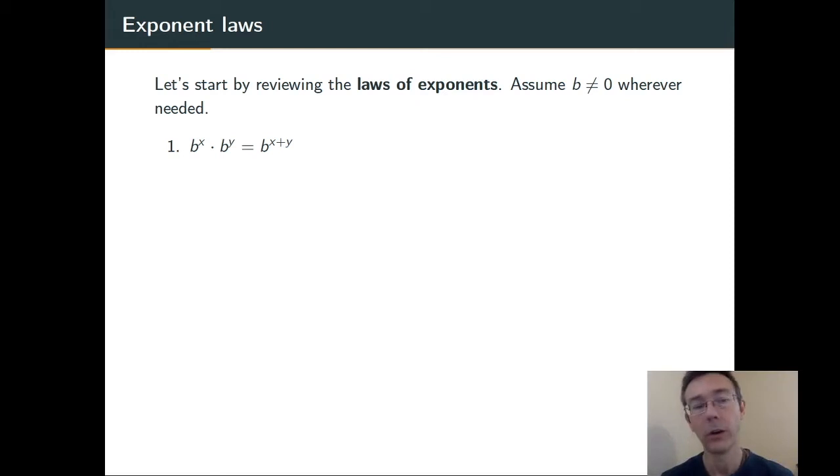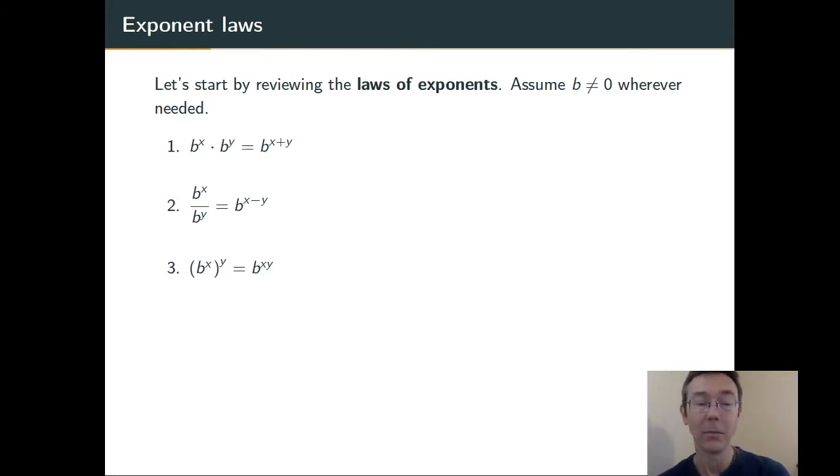So first of all, if you are multiplying two things that have the same base, you can just add the exponents. Similarly, if you're dividing two things with the same base, you can subtract the exponents. And if you have a base to an exponent to another exponent, you can multiply those exponents.